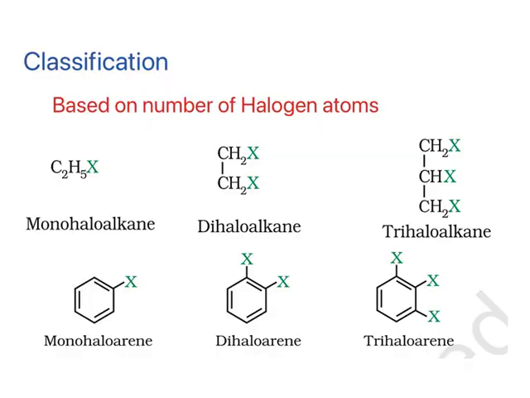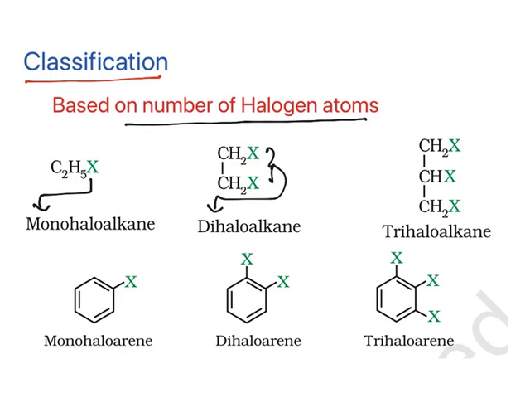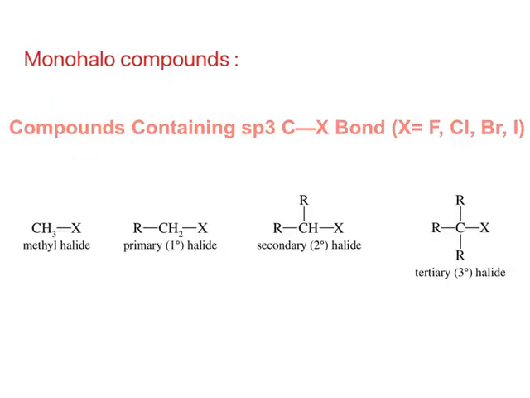Moving further, now classification. Classification is based on the number of halogen atoms. If only one halogen atom is there, it is known as a monohaloalkane. If two are there, it is known as a dihaloalkane. If three are there, a trihaloalkane. So this is about haloalkanes. Similarly, haloarenes are also classified according to the number of halogen atoms. Monohaloarene, when two atoms are there, dihaloarene. When three are there, trihaloarenes. Now in monohalogen compounds, again the classification is based on the bond, whether it is an sp3 carbon or an sp2 carbon.